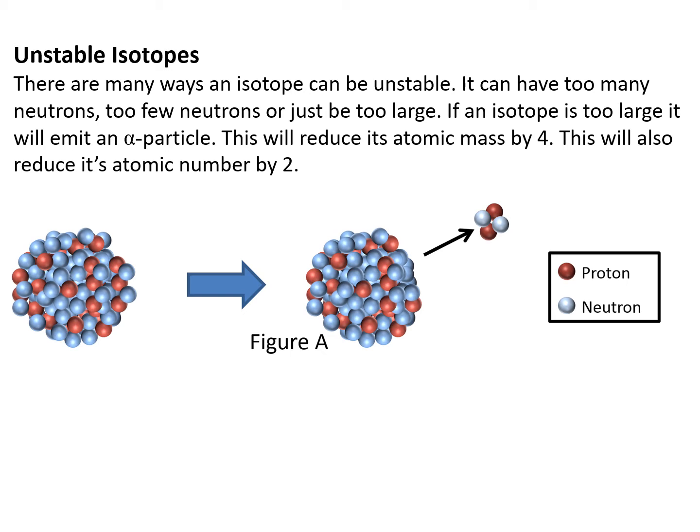So let's start by looking at unstable isotopes. There are many ways that isotopes can be unstable. They can have too many neutrons, too few neutrons, or be too large. If an isotope is too large, it will emit an alpha particle, and this will reduce its atomic mass by 4. It will also reduce its atomic number by 2.